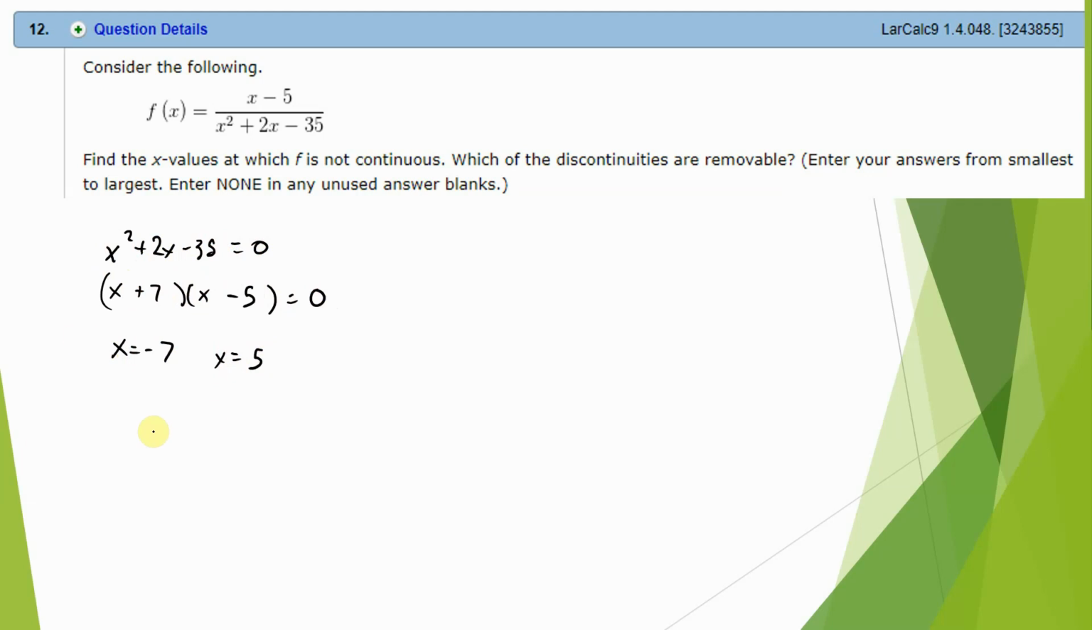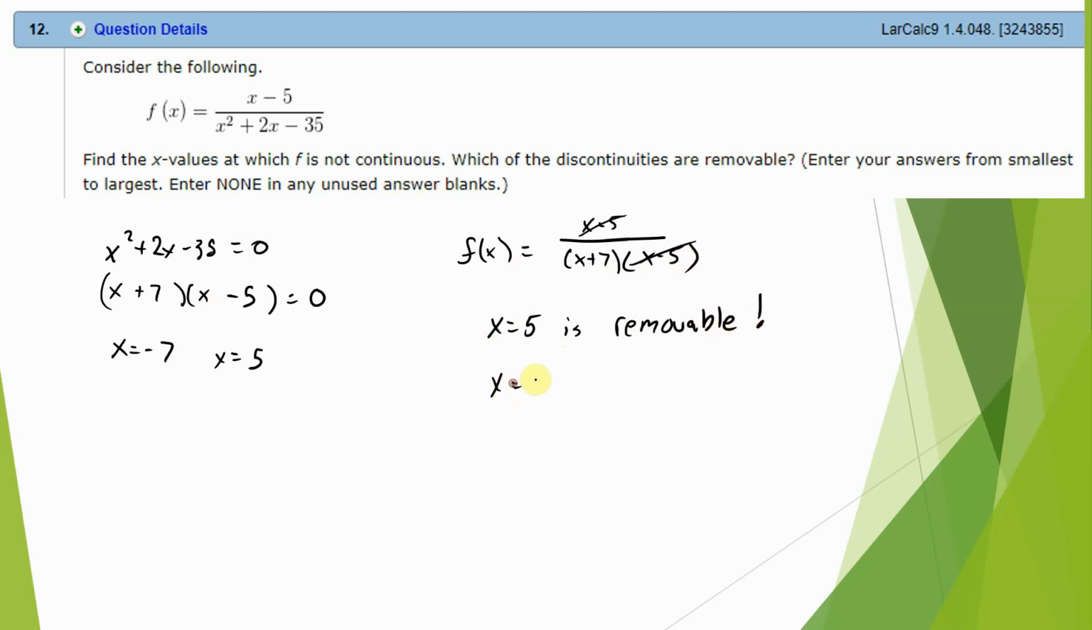It's either a removable or a non-removable discontinuity. And how do we tell which is which? Well, we know that that function is x minus 5 over this factored form, x plus 7 times x minus 5, right? So notice that the x minus 5 cancels out. That means that x equals 5 is removable. But the x equals negative 7 is not, because it doesn't cancel out.